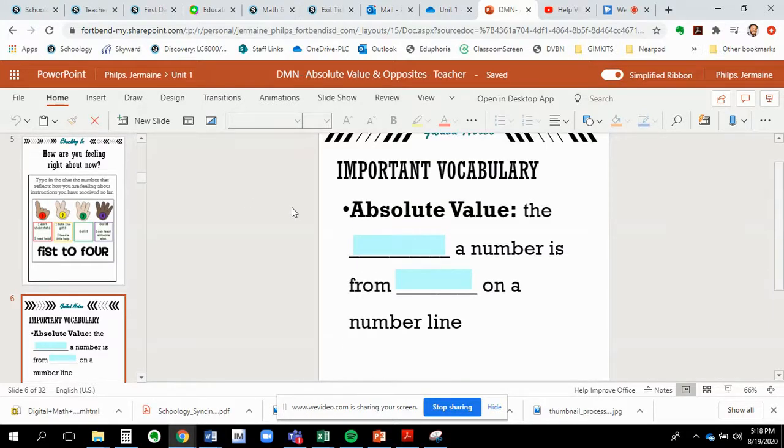Okay, so some of our definitions. We are on slide 6 now. This is our key definitions, important vocabulary for today. Absolute value. Okay, absolute value is the distance a number is from 0 on a number line.